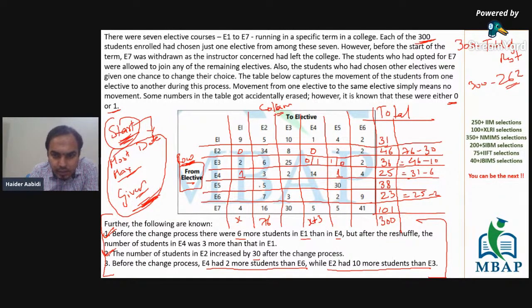Let us check E5. E5 is 38. This total is 35, which means you have three numbers to distribute. How many blank boxes are there? 1, 2, 3, 4. There are 4 boxes. Out of those 4 boxes, you will have 1, 1, 1 and 0. Do we know where that 0 is going to come? We don't know right now. We know it is going to be three 1s and one 0, but I don't know where that 0 is going to come, so I'm not disturbing it right now. I'll come to that.